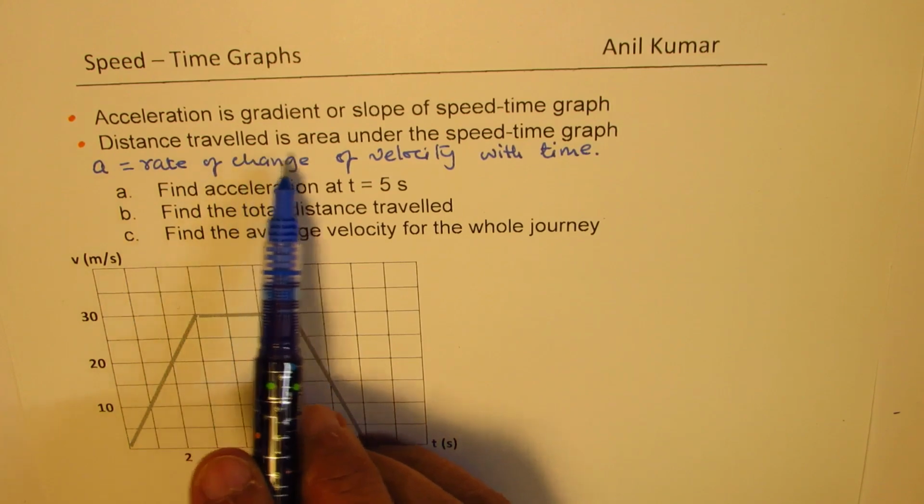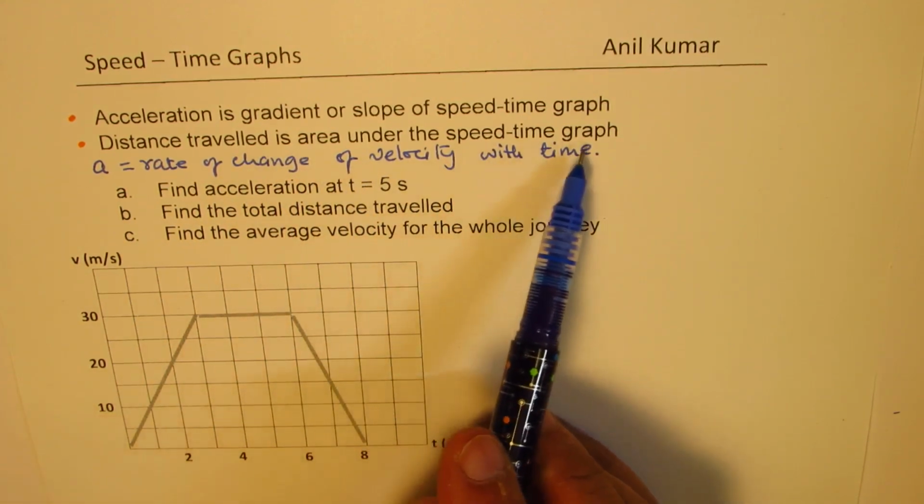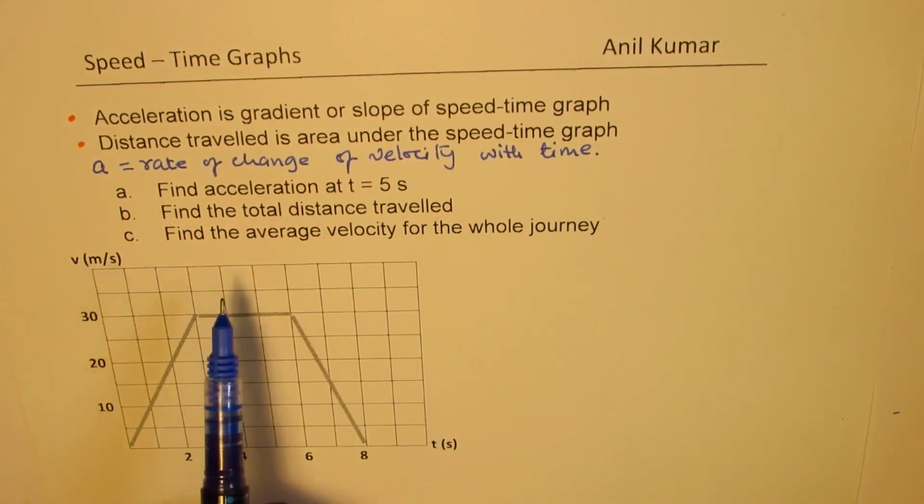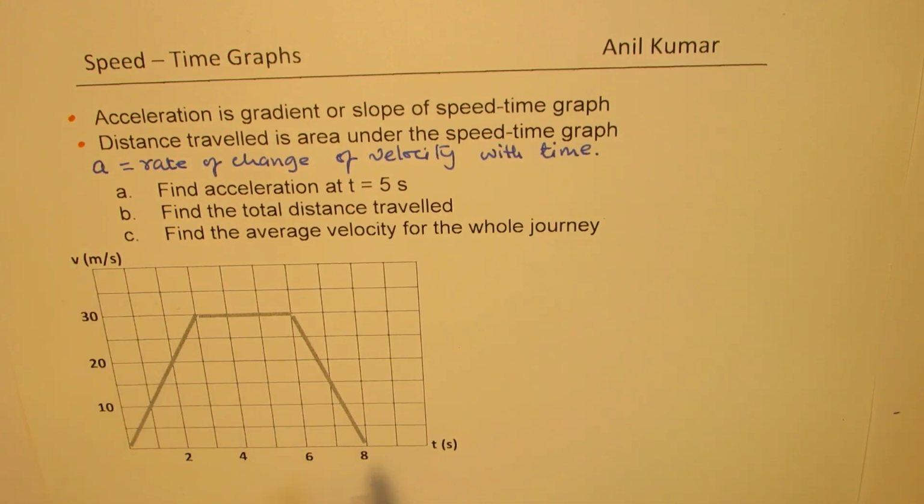Now distance traveled is the area under the speed and time graph. So if you are given a speed and time or velocity and time graph, you can always find the distance traveled by calculating the area. Now to calculate the area, you can add the area of triangles with a rectangle, or you could find the area of a trapezoid. So in this case, either of these formulas can be used.